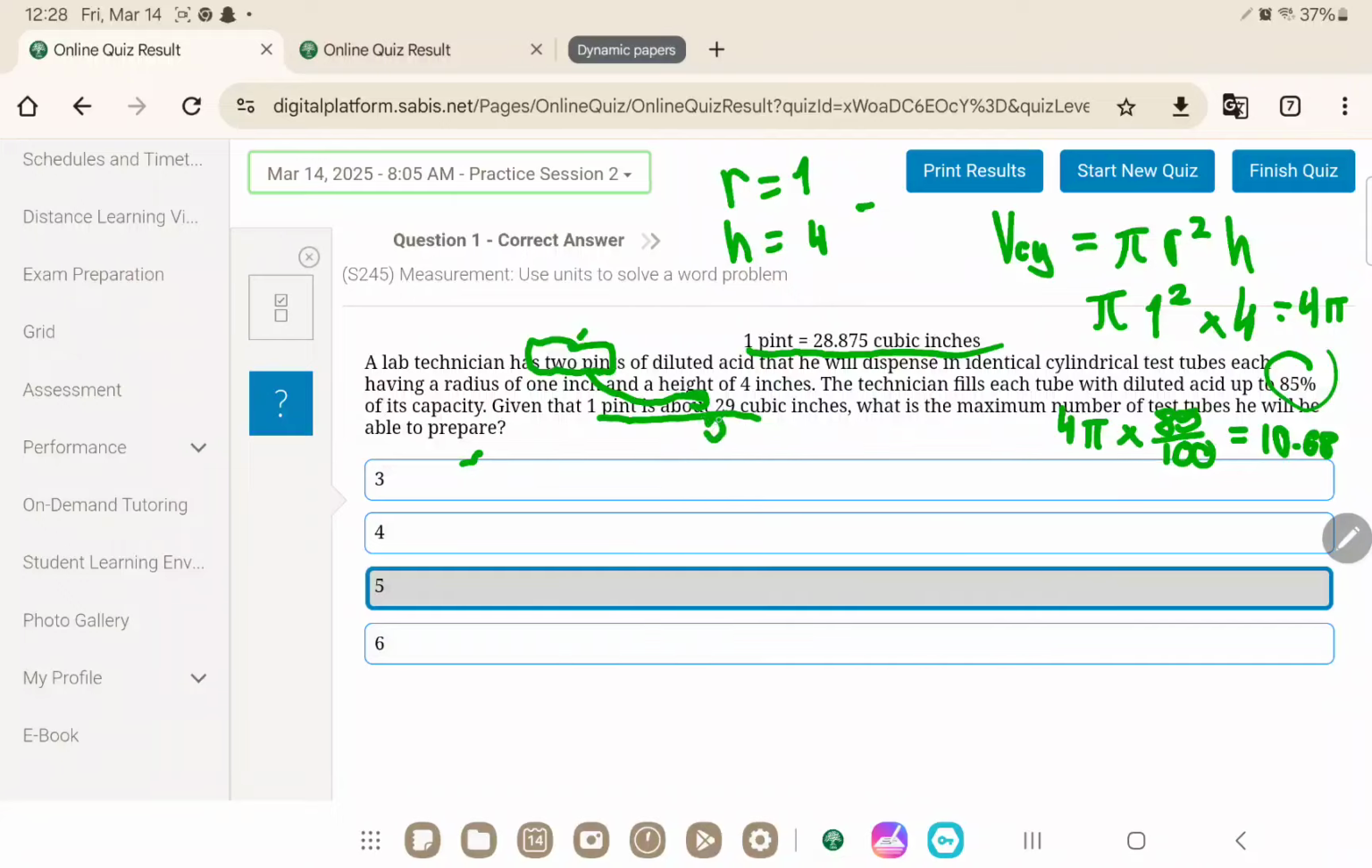I don't know why my pen is doing this. Oh my gosh. No, this is actually crazy. What's wrong with my pen, guys?